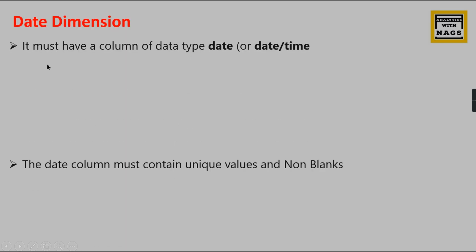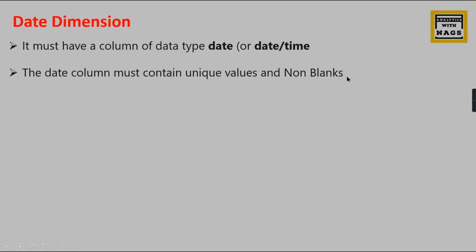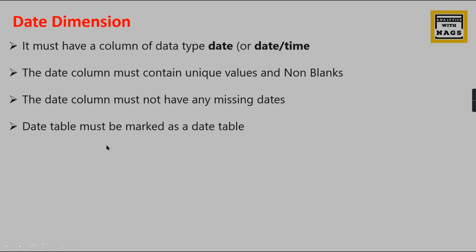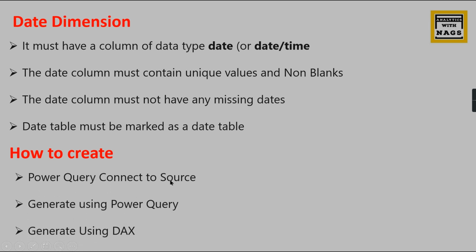Similarly, a date dimension should be unique and non-blank. The date column must not have any missing dates. This is another important factor. And the date table must be marked as a date table. It should be marked as a date table. How to create it? You have different options.